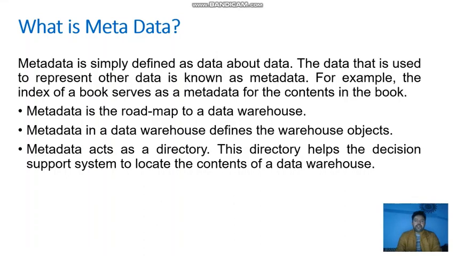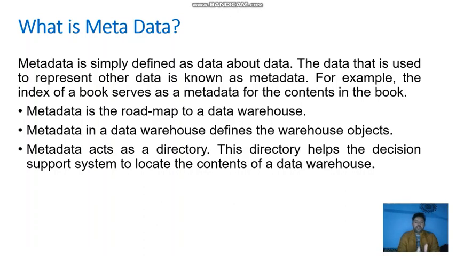For example, the index of a book serves as metadata for the content of the book. You can see the index of the book so that you can find the content in the book. So it is a roadmap to a data warehouse. Metadata in a data warehouse defines the warehouse objects.